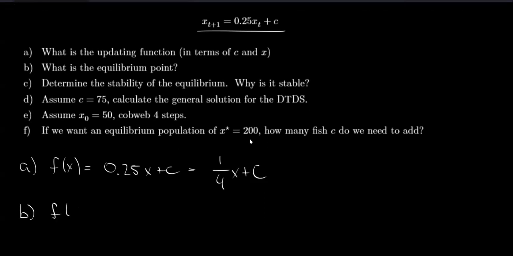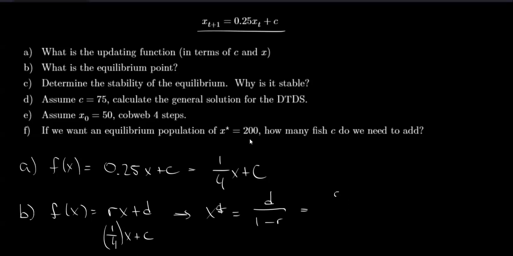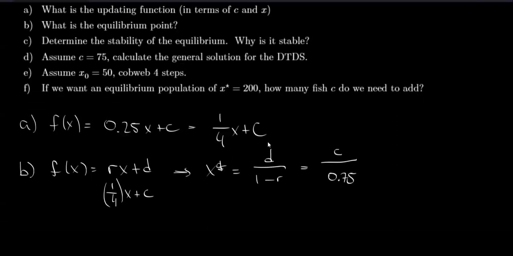All right, what is the equilibrium? Well, you should remember if your updating function is of the form Rx plus D, and ours is quite literally 1/4 X plus C, okay? Then the equilibrium is automatically X star equals D over 1 minus R. And in this case, D is C, so it's going to be C over 0.75, since 1 minus R is 0.75. That's how we can write it.